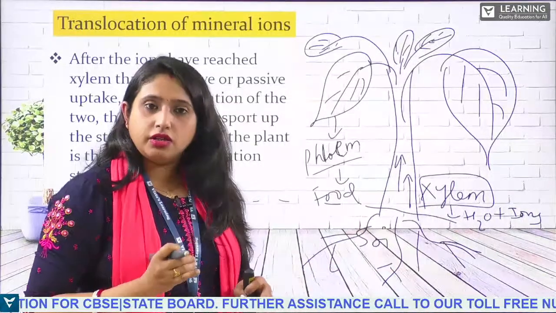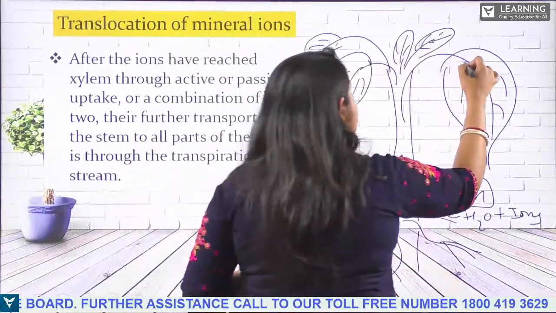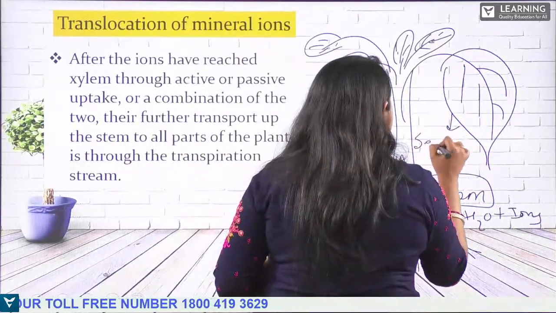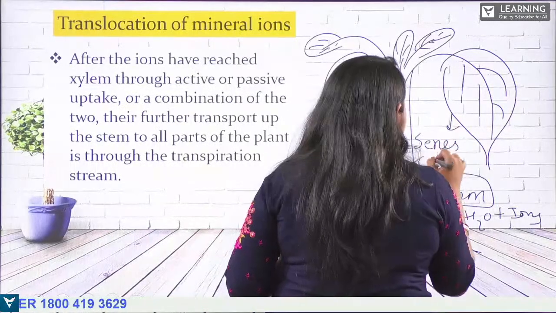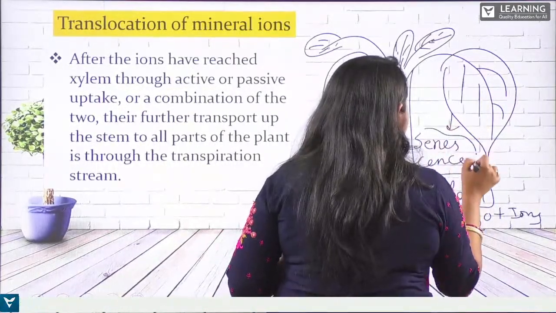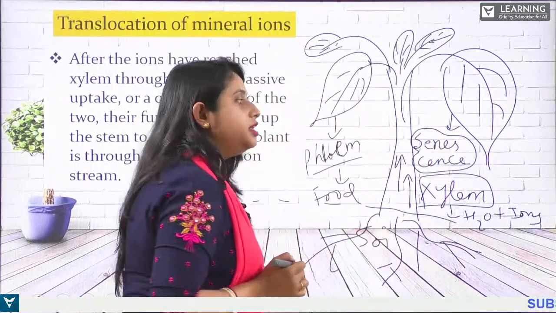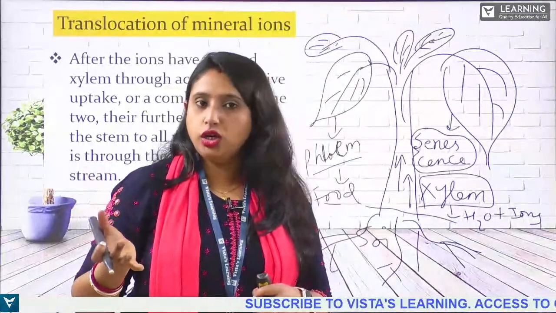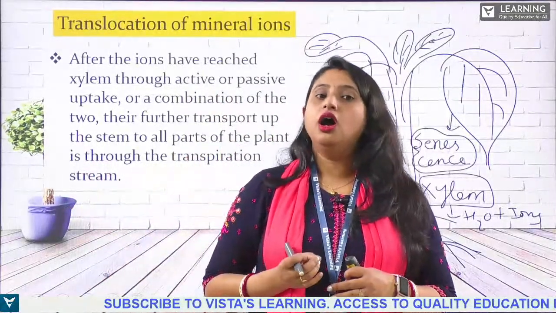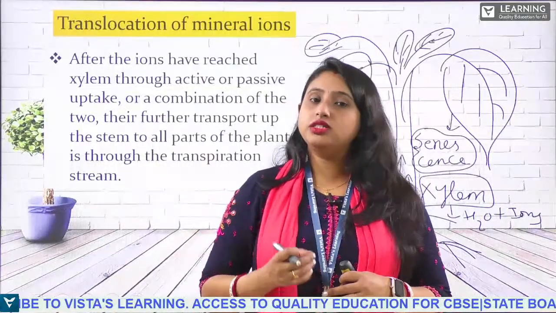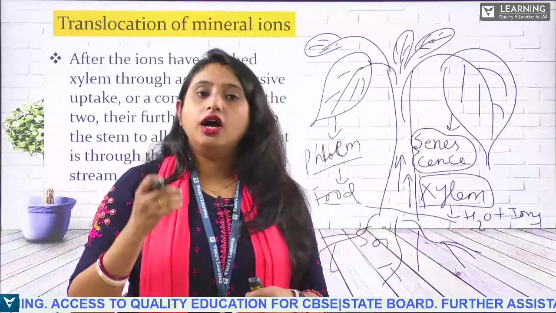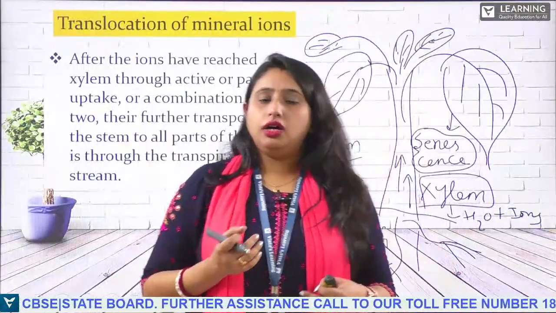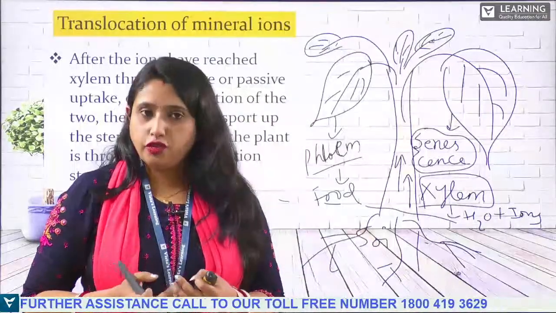Now, some of the minerals, what happens during the time of senescence in the leaves? What is senescence? Senescence means death. You see that some of the leaves will be falling down on the road, isn't it? They have attained a stage in life where death takes place. They have lost the ability to grow and divide further.